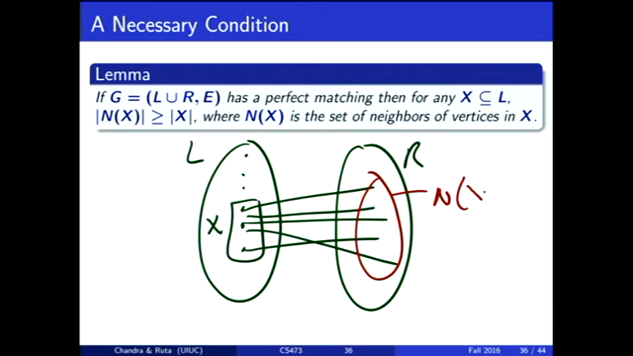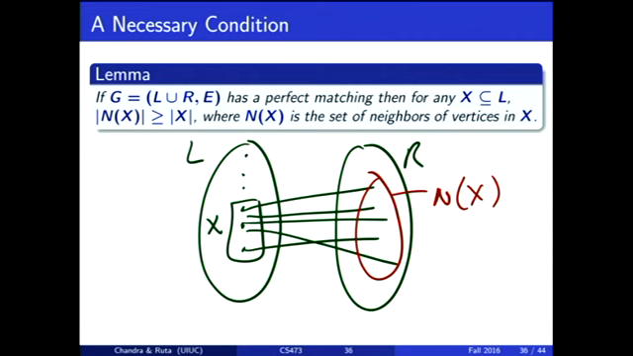Is N of X clear? It is the set of all neighbors of X. That means there is nobody outside N of X who has an edge to X. Agreed? Notation clear? To have a perfect matching, I claim that the neighborhood of X should be at least the size of X.